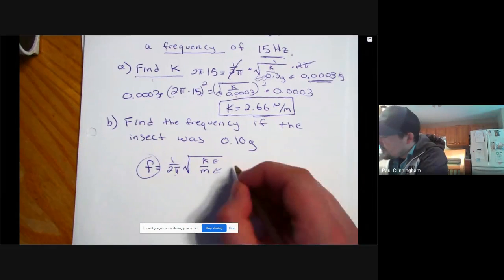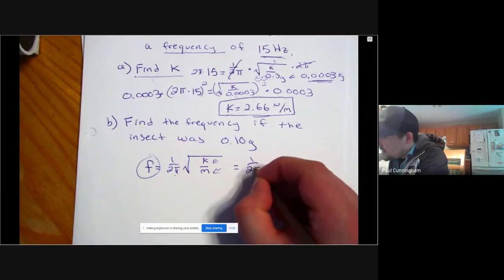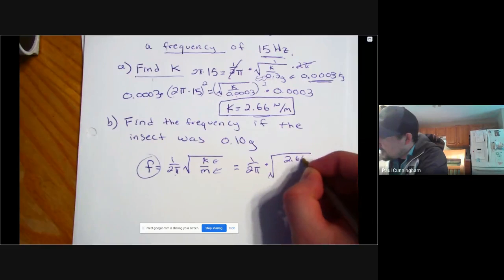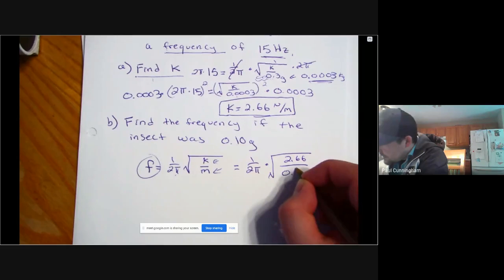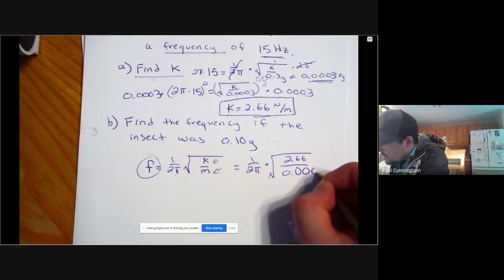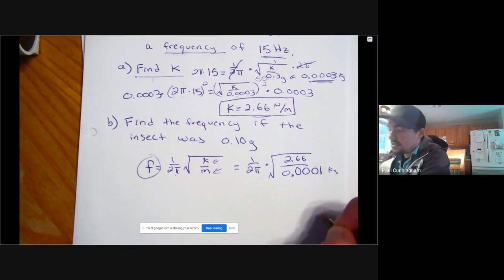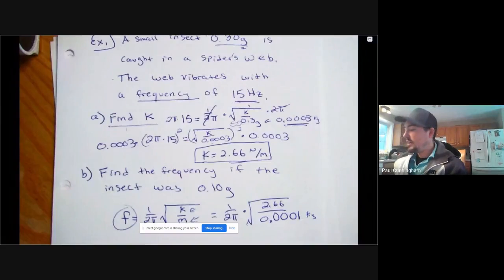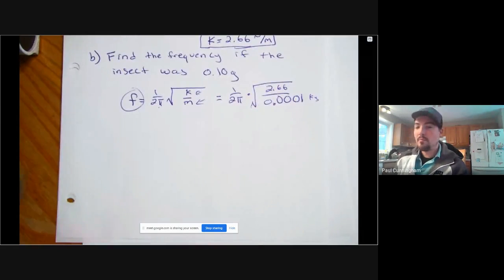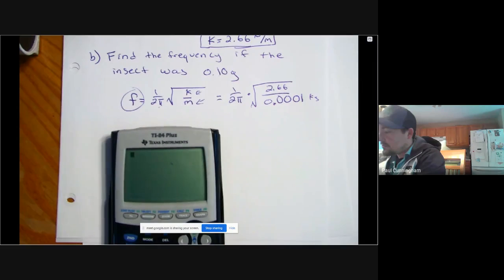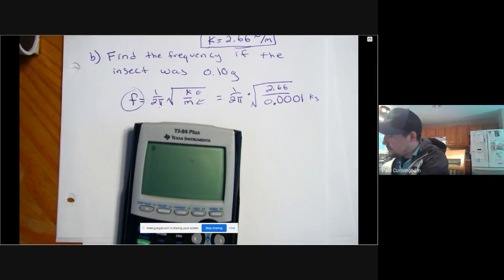So F is equal to 1 over 2 pi times the square root of K, which is 2.66, all over 0.0001. Now we got to change that to kilograms, right? That's kgs now. All right, let's throw it in our calculator and find out what our answer is. Again, doing it all in one step, multiplication and division. So we should be able to do pretty fine with this.